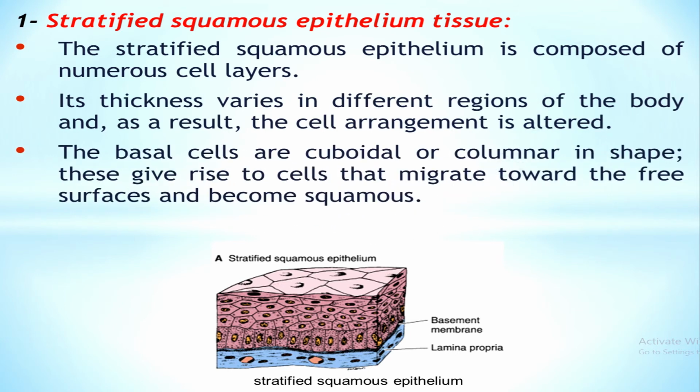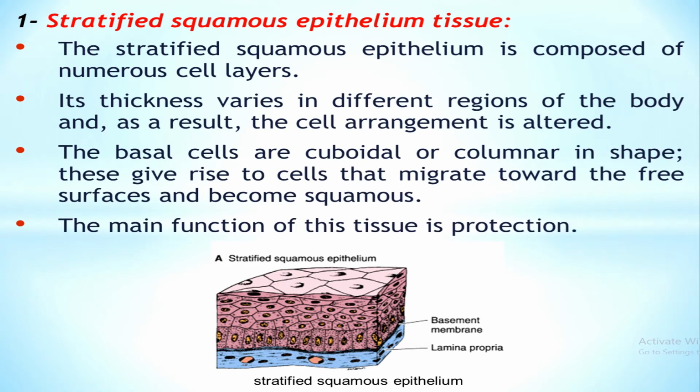Now we are talking about the first type, stratified squamous epithelium tissue. The stratified squamous epithelium is composed of numerous cell layers. Also, its thickness varies in different regions of the body, and as a result, the cell arrangement is altered. Also, the basal cells are cuboidal or columnar in shape. These give rise to cells that migrate toward the free surface and become squamous. And finally, the main function of this tissue is protection.